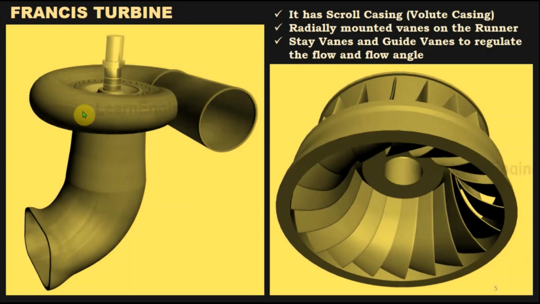These pictures will give you a better idea on Francis turbine components. Here we have the scroll casing or volute casing, and this is the shaft, and this is the draft tube to discharge water from the turbine exit to the tail race. This draft tube has a peculiar shape: here at the inlet it is circular, and at the exit of the draft tube we have a rectangular shape. So this is essentially a draft tube with a circular inlet and a rectangular outlet.